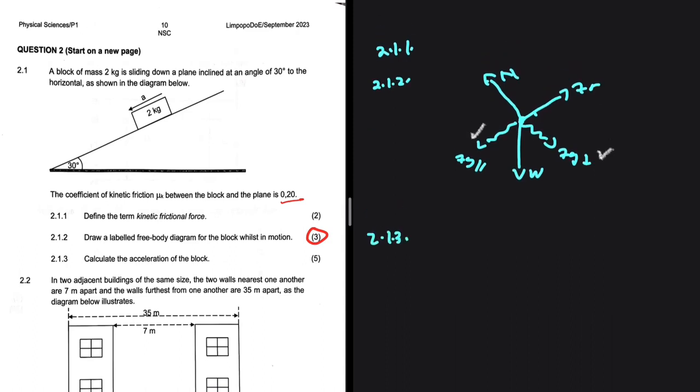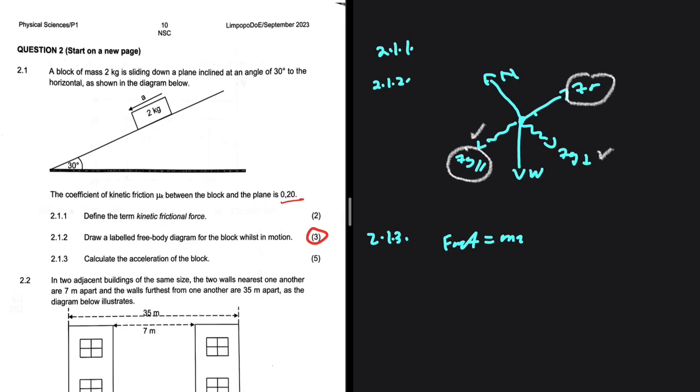Let's do 2.1.3. Calculate the acceleration of the block. Right, before we start analyzing our problem, F net is equal to ma. These are just standard things. Now we can go ahead and analyze our problem. We have FG parallel and we have the frictional force. Those are the 2 forces we are interested in. Why am I saying so? Our object is moving parallel to the incline. So we are only interested in the forces that are parallel to the incline.